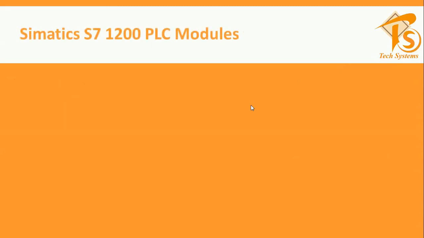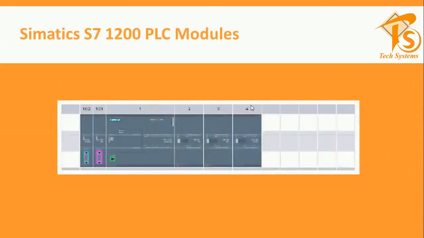Now the schematic of S7 PLC modules. This is the rack, and you can see this one is your CPU in this area only. This is your PLC, and in total there are four different types of modules. First, it is a CPU. I already showed you, this is the CPU. The second one is the signal module.